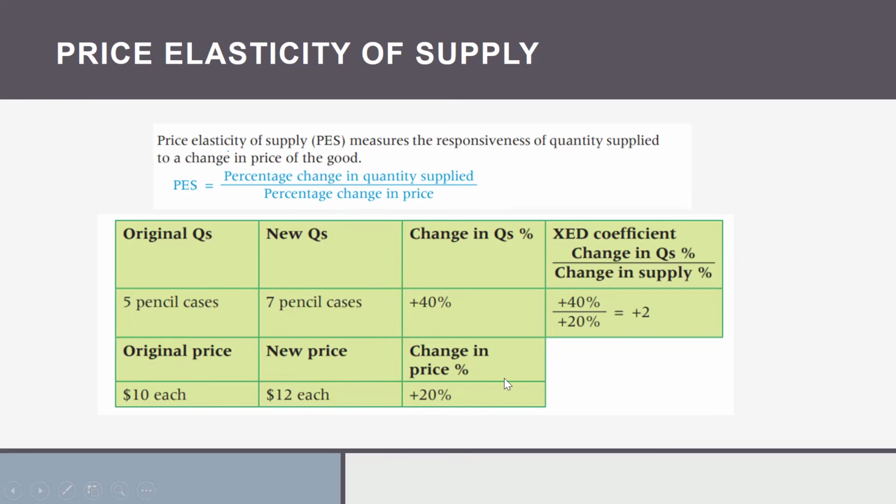Then you take the percentage change in quantity supplied, which is 40, divided by the percentage change in price, which is 20, and that'll give you 2.